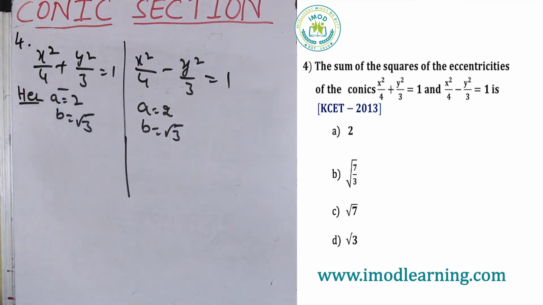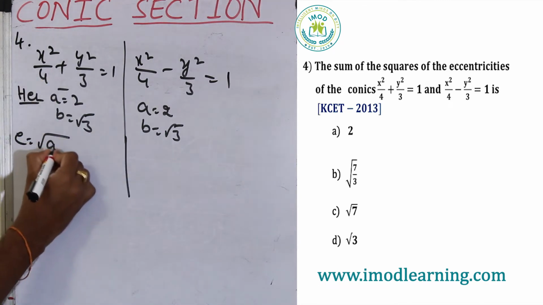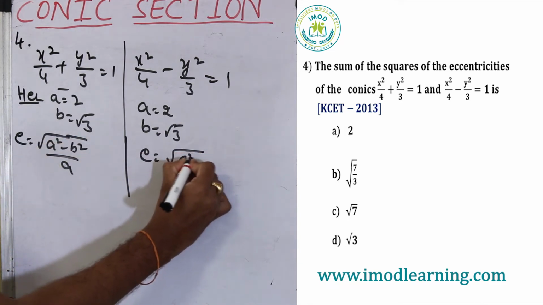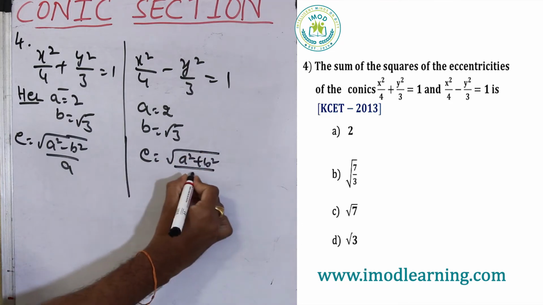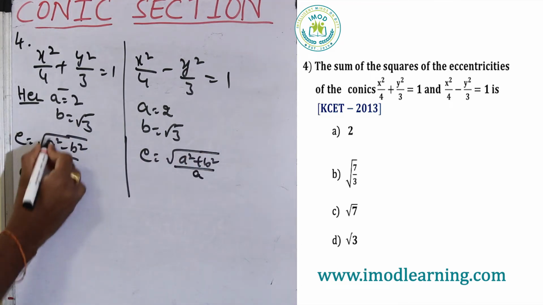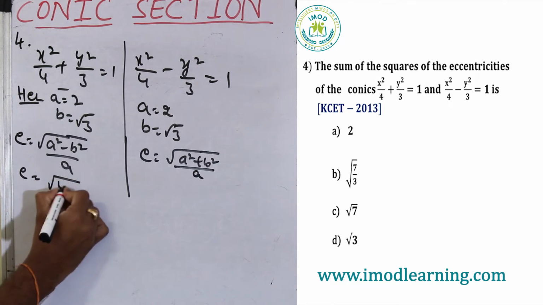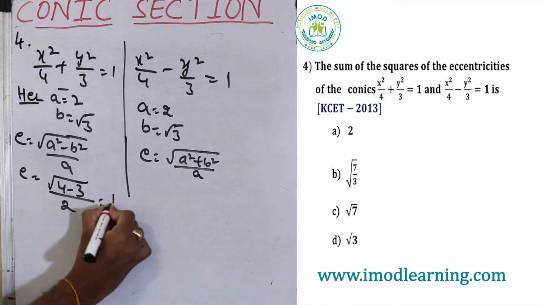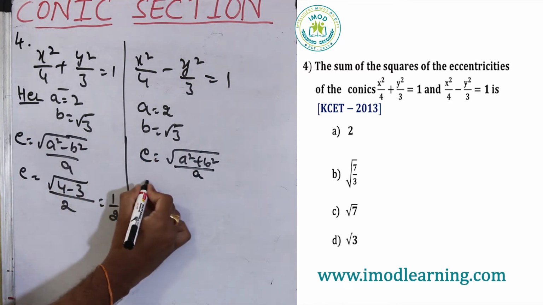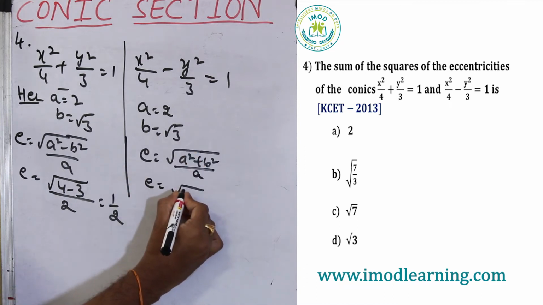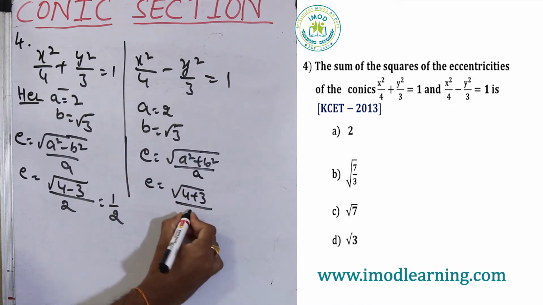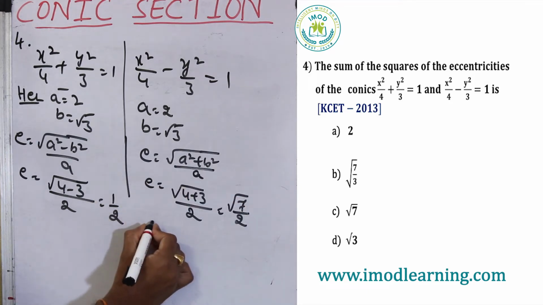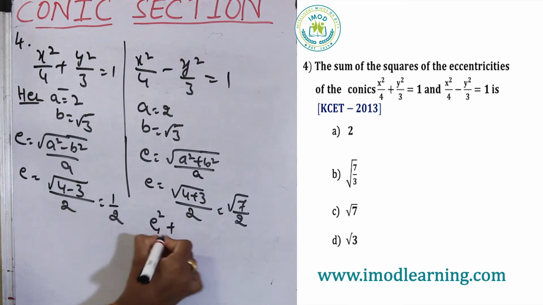Eccentricity of the first conic is e equal to square root of a square minus b square divided by a. For the second, e is equal to square root of a square plus b square divided by a. So e is equal to square root of 4 minus 3 divided by 2, which is equal to 1 by 2. Similarly, e is equal to square root of 4 plus 3 divided by 2, which is equal to root 7 by 2.